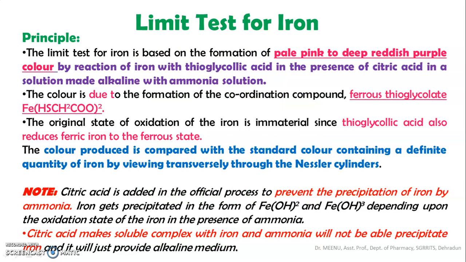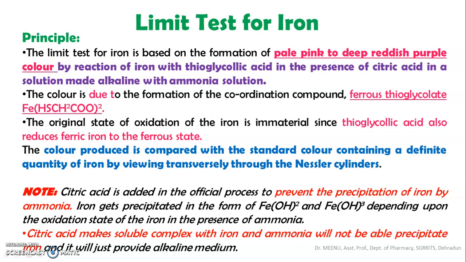Now let us see the next limit test, for iron. The principle behind the limit test for iron is based on the formation of a pale pink or deep reddish color by the reaction of iron with thioglycolic acid in the presence of citric acid in an alkaline environment, which is developed with the help of ammonia solution. The color is due to the formation of the coordination compound ferrous thioglycolate. The color produced is compared with that of a standard solution containing a definite quantity of iron.